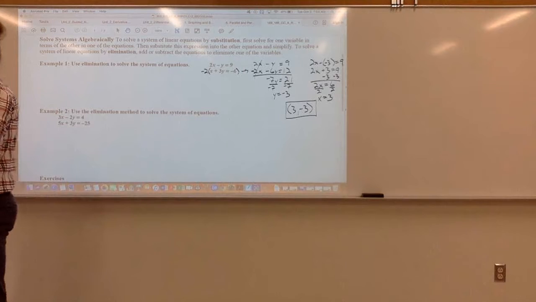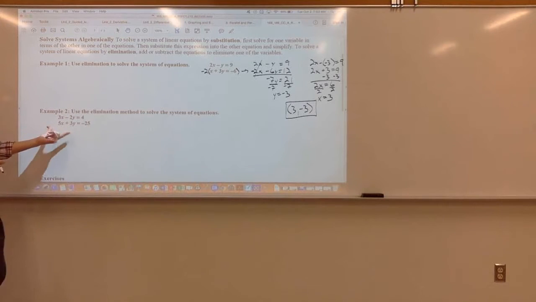Okay. So let's do one more example together here. All right, so again, we want to use elimination to solve this system. And again, to do that, our goal is to multiply one or both of the equations by some number, by some constant, in order to get one of the sets of variables to cancel out.